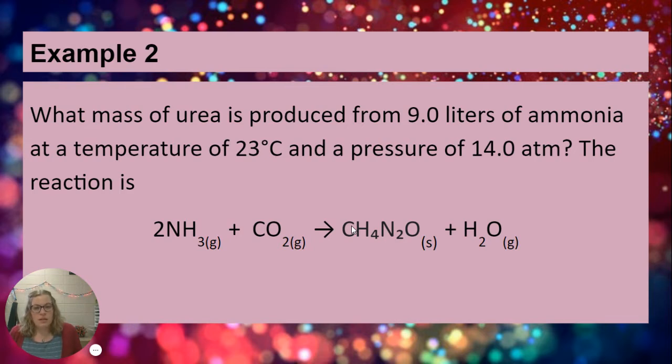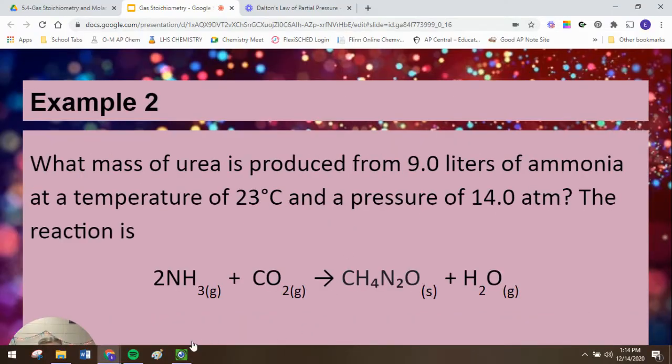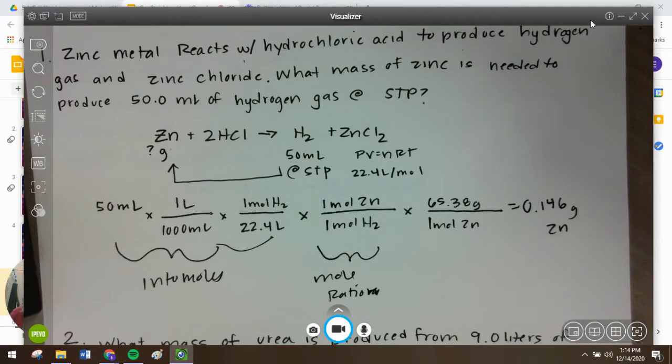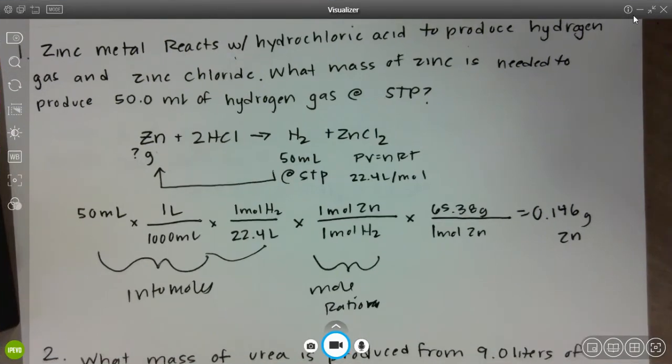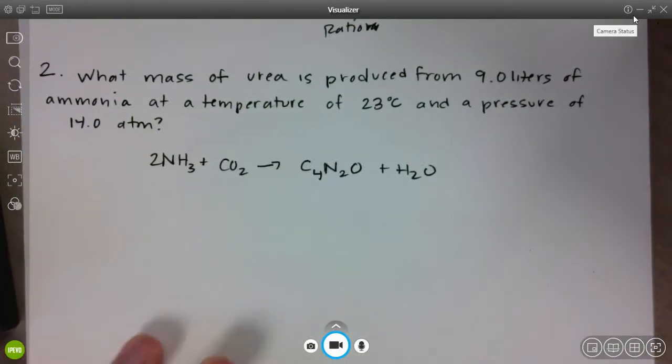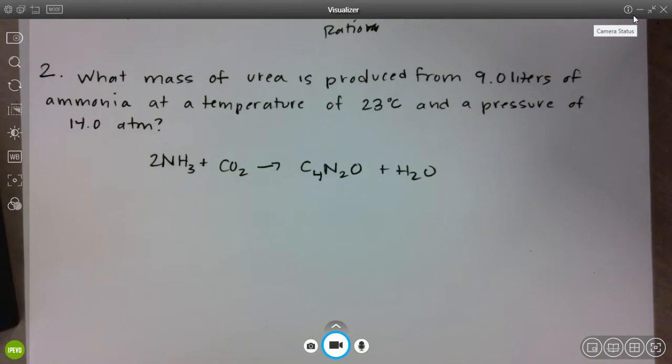So we're going to give this one a try. If you want to pause the video and try it and then check the answer, you can. Otherwise, if you're looking at this and you're like, lady, I got nothing, then you can follow along with this example as well. Kind of flipping back and forth. Okay. So here's example 2. Urea, we're going to produce from 9 liters of ammonia at a temperature, blah, blah, blah.